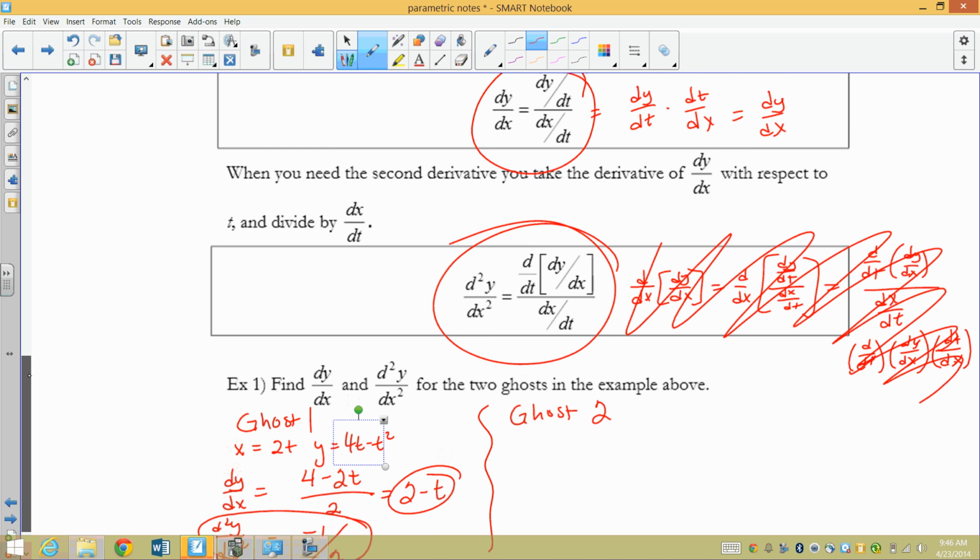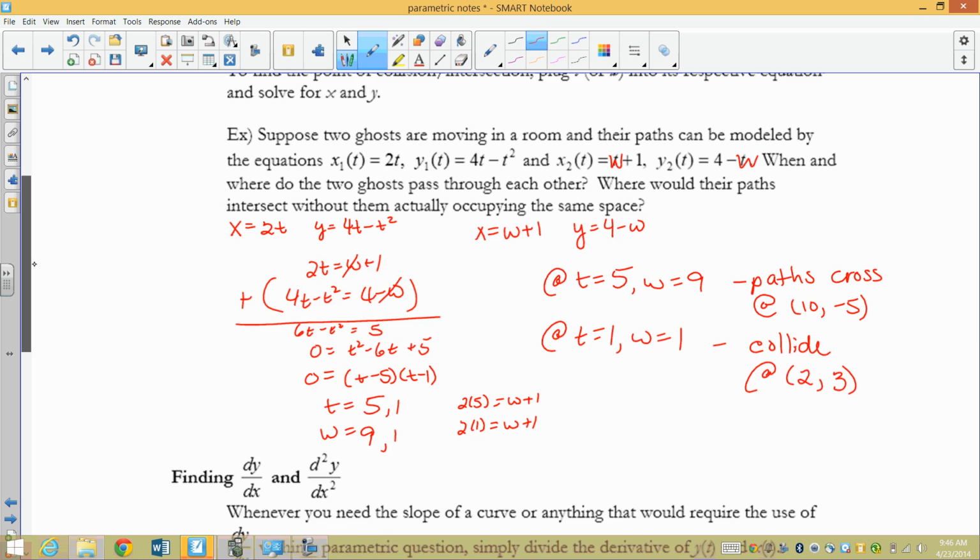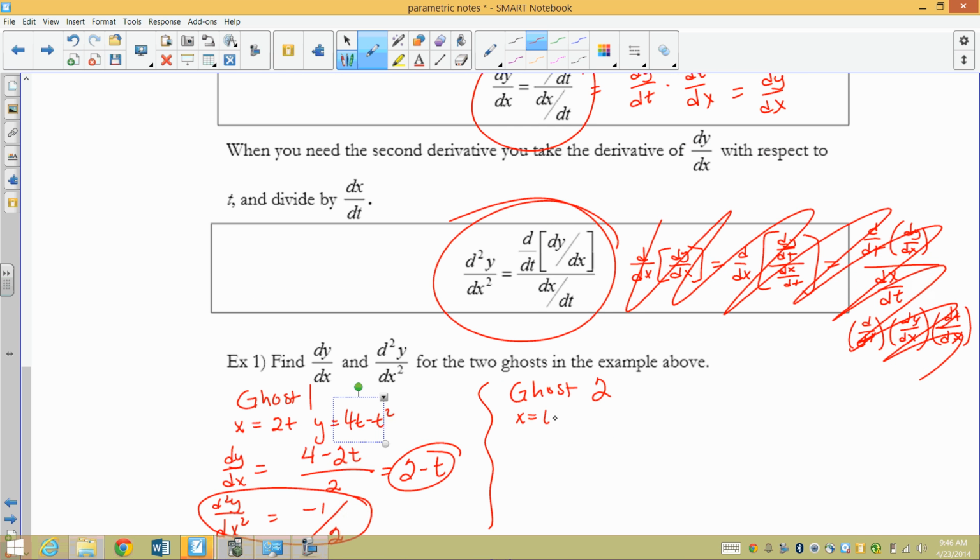And if I do ghost number 2 over here, it was x equals w plus 1, y equals 4 minus w. So if I want to do dy/dx, I do dy/dw, negative 1, divided by dx/dw, 1. That's going to be negative 1. There's dy/dx. And d2y over dx squared is the derivative of dy/dx, 0, divided by dx/dw, 1. So my second derivative equals 0.